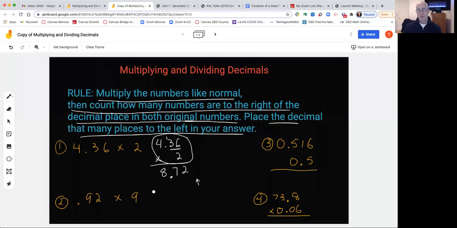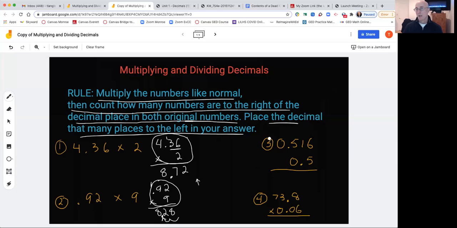Again, in the next example, I've got 0.92 times 9, and I'm going to just do the math like normal. 9 times 2 is 18, carry the 1. 9 times 9 is 81, plus 1 is 82. The big question is, where does that decimal go? In the original whole problem, and that means both numbers, don't forget that, how many are to the right of the decimal? Just 2. So I'm going to start at the far end here and go 1, 2. That's where I'm going to put my decimal point, right here: 8.28.